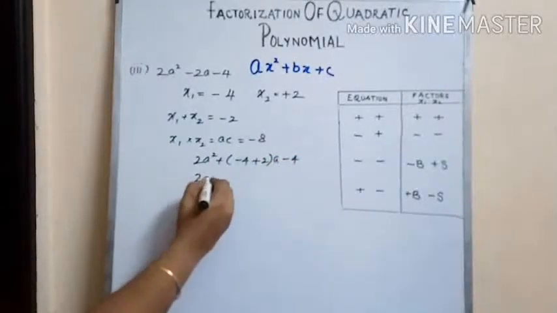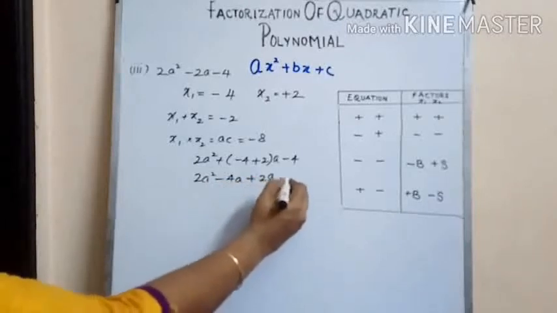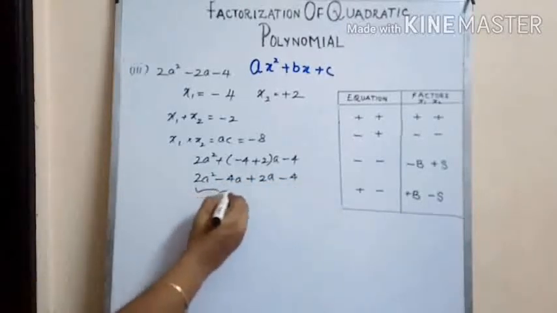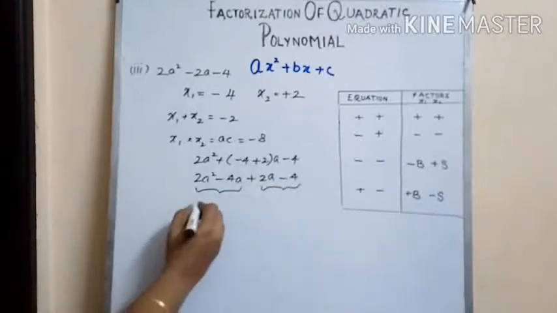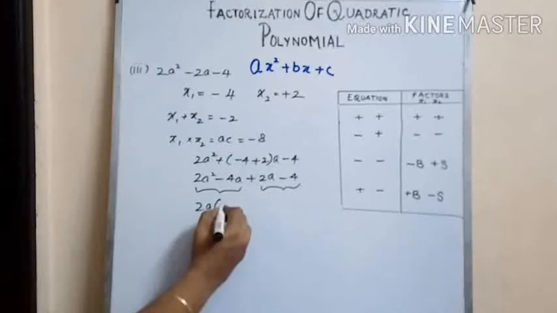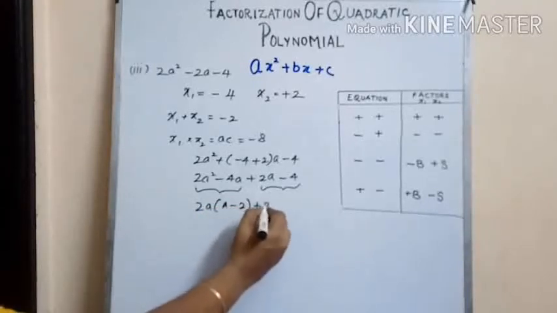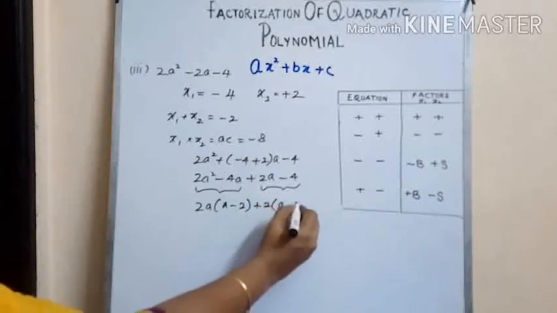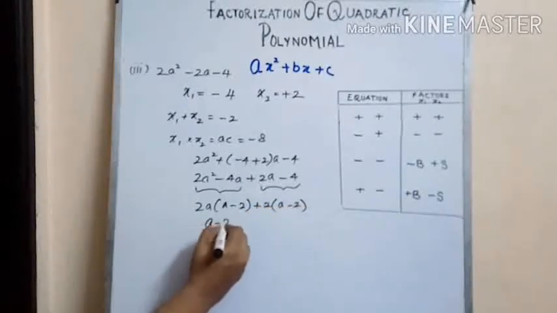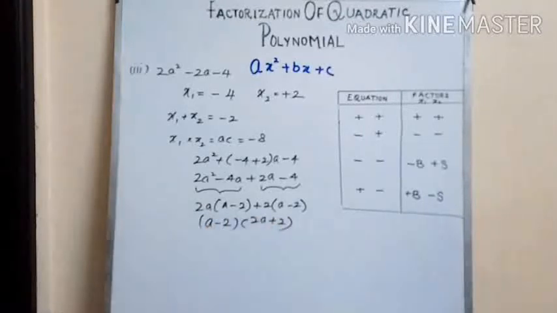So 2a squared minus 4a plus 2a minus 4. Now the grouping: 2a is a common factor of this group, so a minus 2. Here 2 is a common factor, so a minus 2. So a minus 2 into 2a plus 2 are the factors.